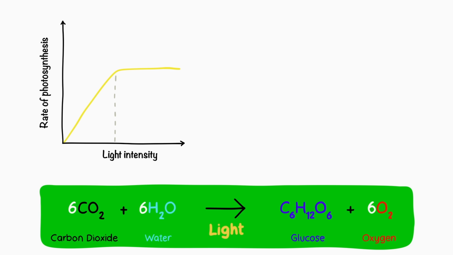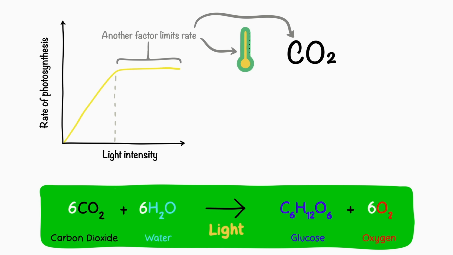As the graph shows, the rate increases steadily with light intensity only up to a certain point. Beyond this point, increasing light intensity no longer increases the rate of photosynthesis. This happens because another factor has become limiting. When light is abundant, either temperature or carbon dioxide concentration typically becomes the next limiting factor.